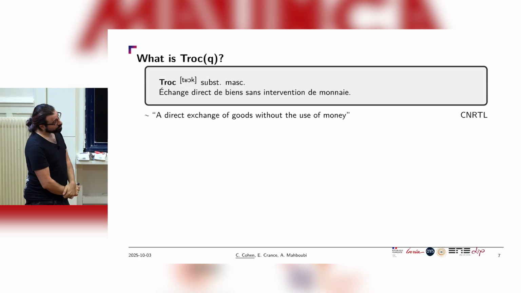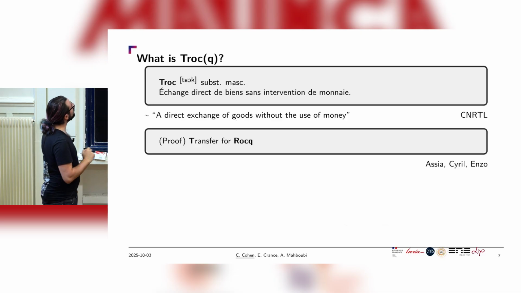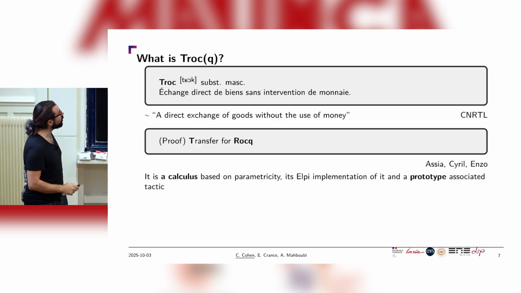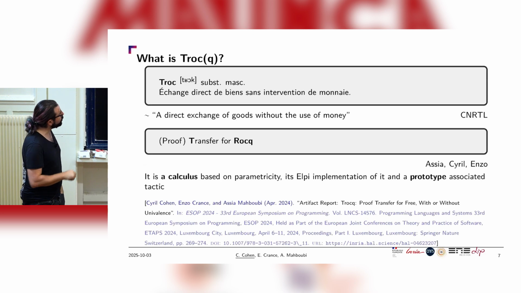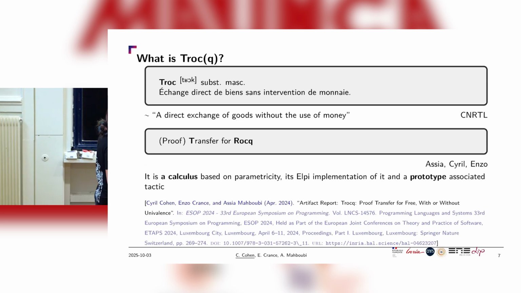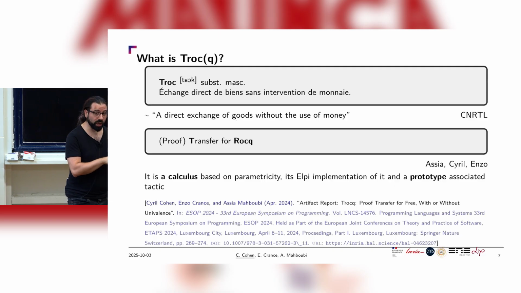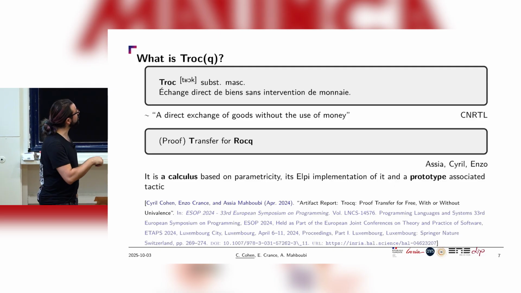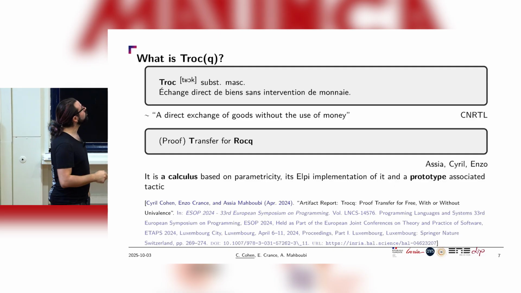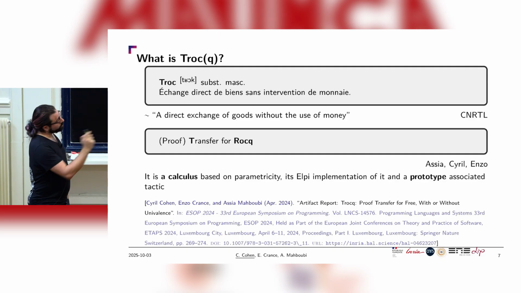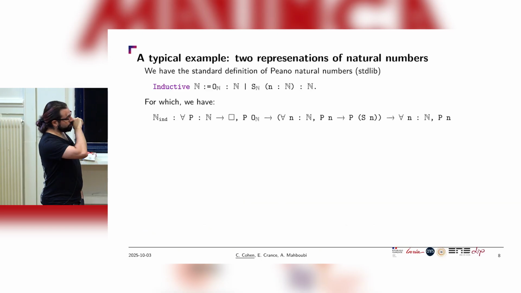So Trocq right now, this is one of the reasons why we call it Trocq. The other reason is that it's transfer for Rocq. And it's described in a paper. Actually, there is another paper now, but it's essentially a calculus that is based on a parametricity translation. It has an implementation of the calculus and a prototype tactic that tests that it actually does what we want it to do. So that's what I demonstrated just before.